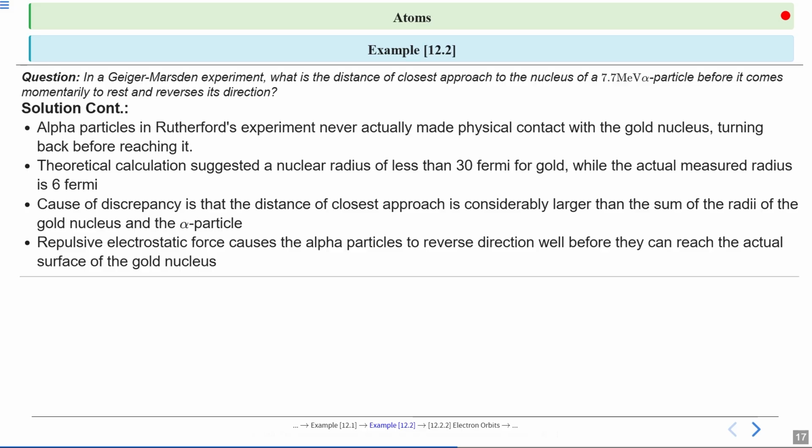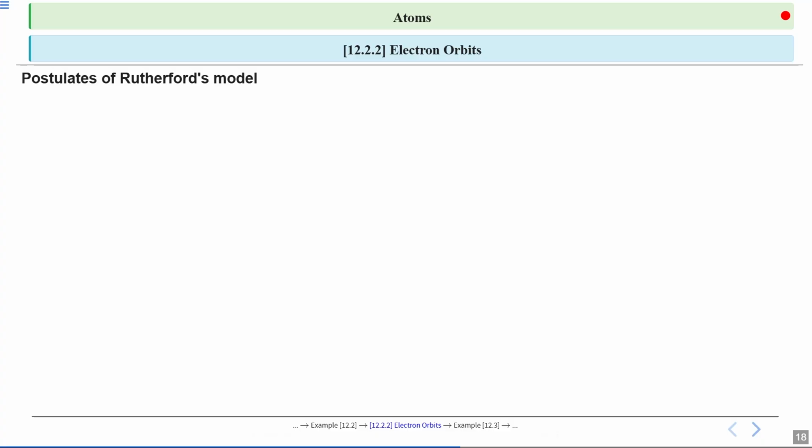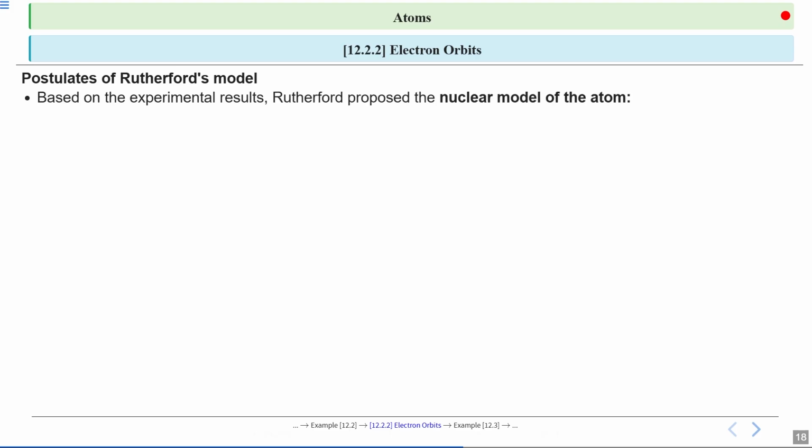So to sum up, the repulsive electrostatic force between the positively charged alpha particle and the gold nucleus is so strong that it causes the alpha particle to reverse direction well before reaching the nucleus. This experiment was key in showing that atoms have a tiny, dense, positively charged nucleus. Now we will discuss the postulates of the Rutherford model of the atom. This model was a major step forward in our understanding of atomic structure. We will look at each key idea that Rutherford proposed and see how this model explained the results of the famous gold foil experiment. Let's start with the first main point of the Rutherford model.